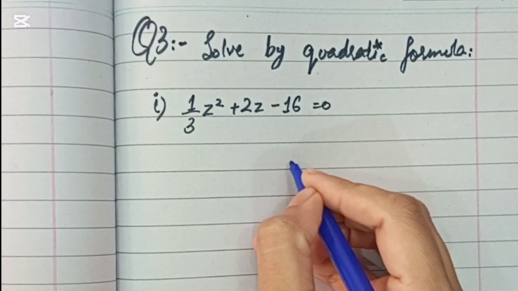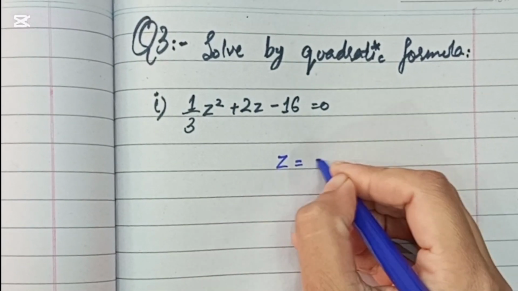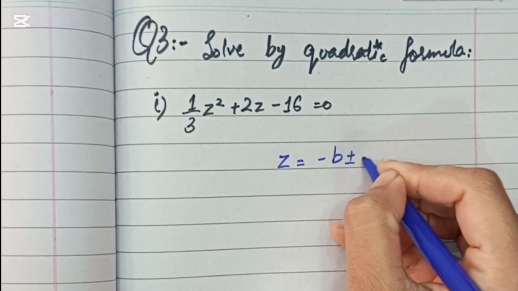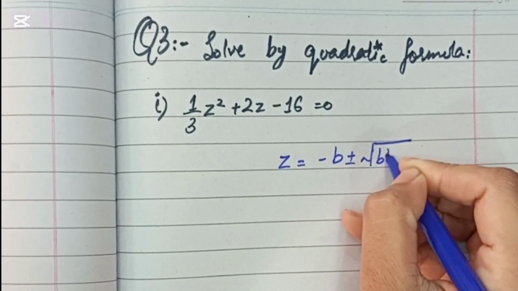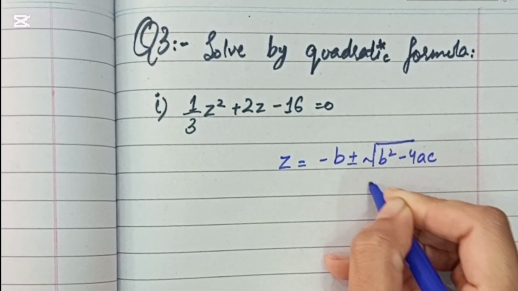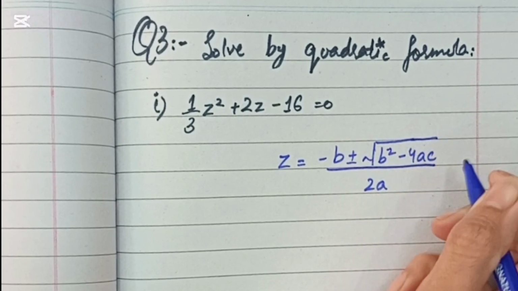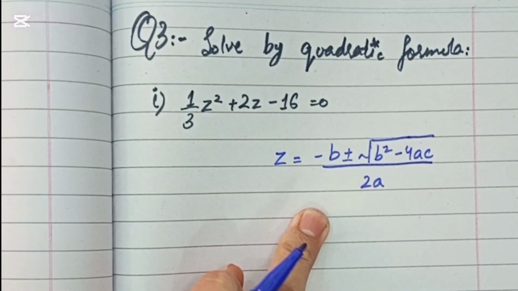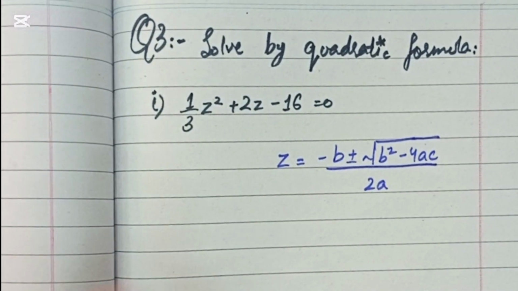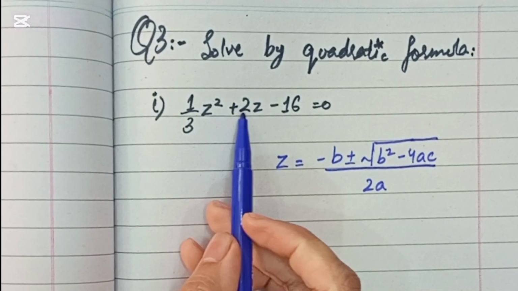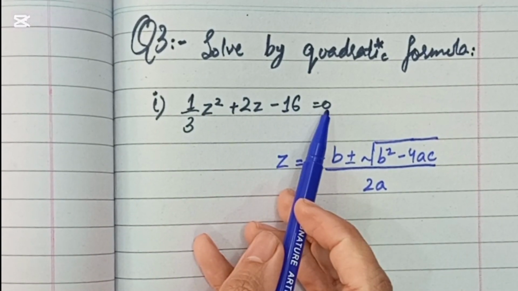Question number 3 is solved by quadratic formula. As we know, the quadratic formula equals minus b plus minus square root of b square minus 4ac, divided by 2a. So we are going to put this formula in every part of this question. The first part is 1 by 3 z square plus 2z minus 16 equals 0.